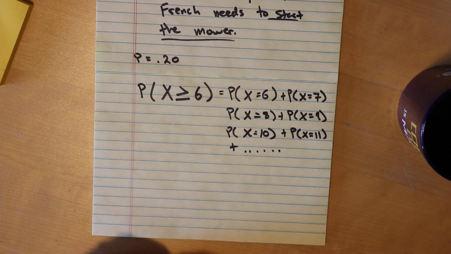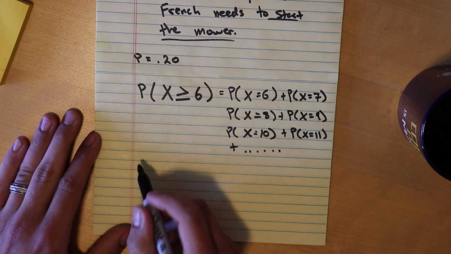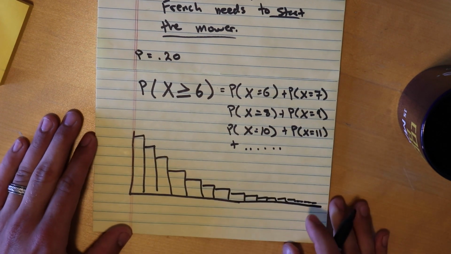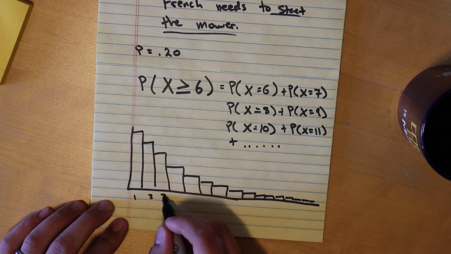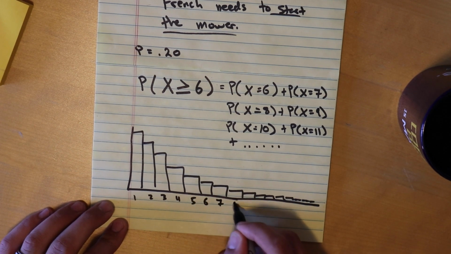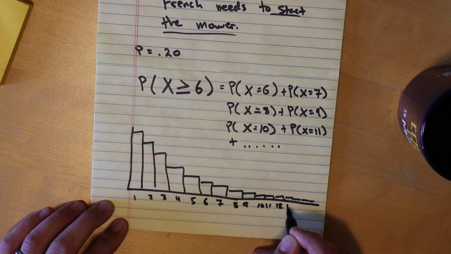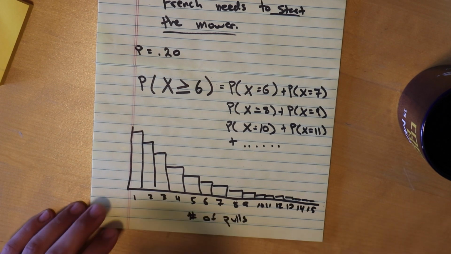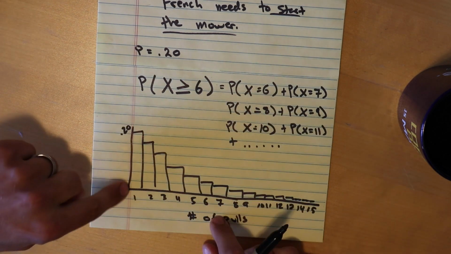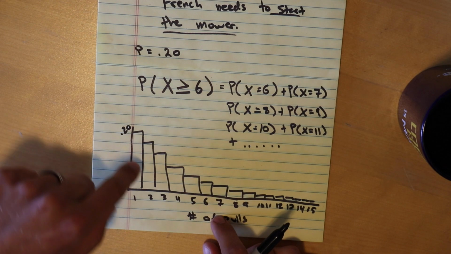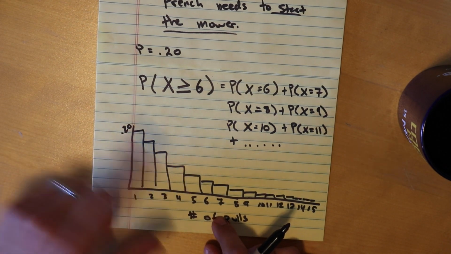Let me show you a picture of what probability distributions look like, and I feel like it should make a little bit of sense. In general, geometric probabilities have this shape. They start off kind of high. This is what a geometric probability distribution would look like. So this is 1 pull, 2 pulls, 3 pulls, 4, 5, 6, 7, 8, 9, 10, 11, 12, 13, 14, 15. If it's a 20% chance on the first pull, then on the second pull it would have 20% of 20%, and so on and so forth.